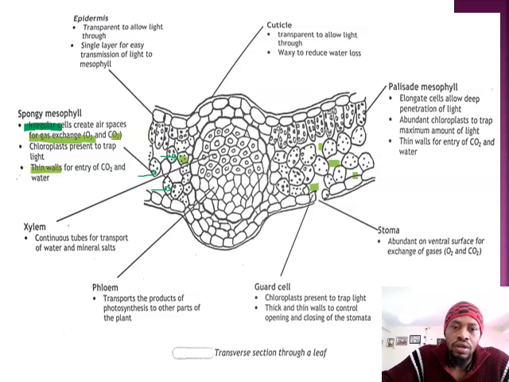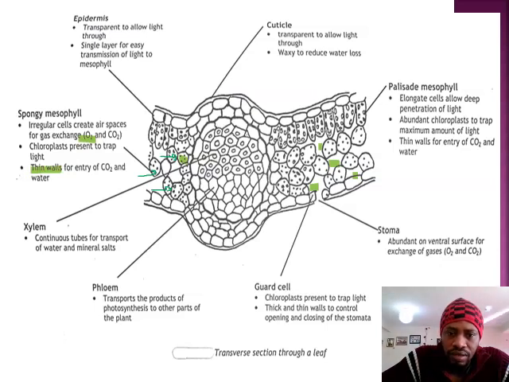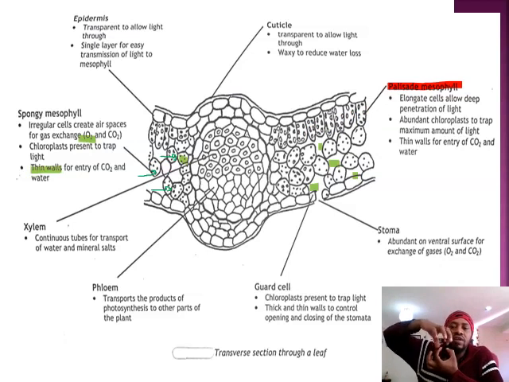With the palisade mesophyll, if you look at these cells here, these are the cells of the palisade mesophyll. Their shape is much more regular than that of the spongy mesophyll. Okay. With the palisade mesophyll, the cells are elongate. They're kind of long. You see them like long cups or test tubes.